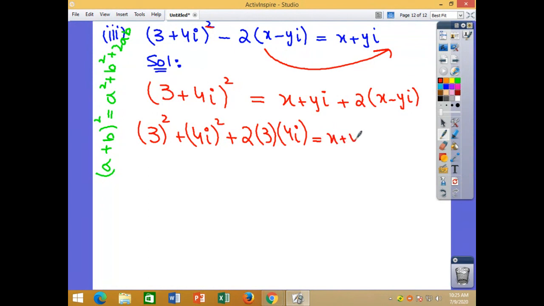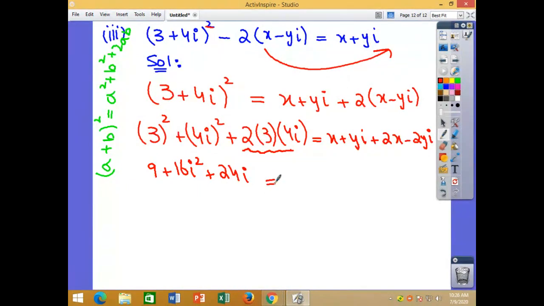The right hand side is x + yi. When we multiply 2 with x it becomes 2x. When we multiply 2 with yi it becomes 2yi. Now simplify it more. What is the square of 3? The square of 3 is 9. What is the square of 4i? The square of 4i is 16i², because the square of 4 is 16 and the square of i is i². Now multiply these three terms. After multiplying these terms we get 24i, because when we multiply 2 with 3 it becomes 6, and when we multiply 6 with 4 it becomes 24i.